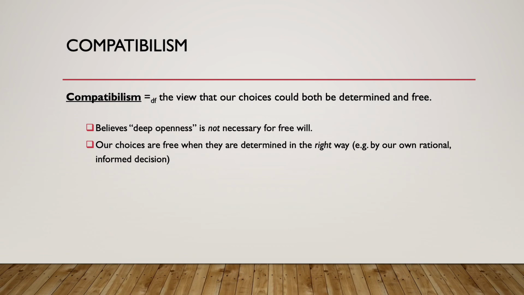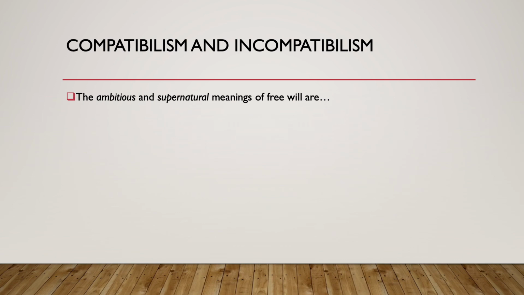On this view, our choices are free when they're determined in the right way. So when our choices are determined by our own rational, informed decisions, then they are a matter of our free will. And our choices are not free when they're determined in the wrong way, say by excessive force. So on this view, the difference between having free will and not having free will is not the difference between your choices being determined or being undetermined. It's a difference between being determined in the right way versus being determined in the wrong way. So let's go back to some of those definitions of free will that we looked at last week.